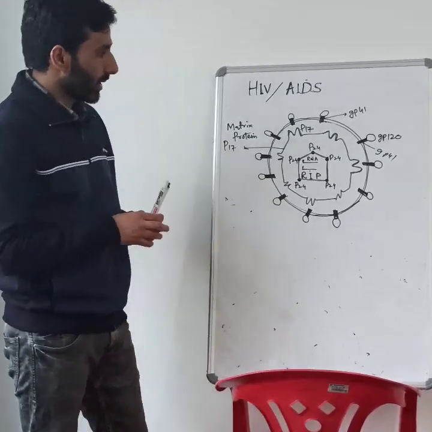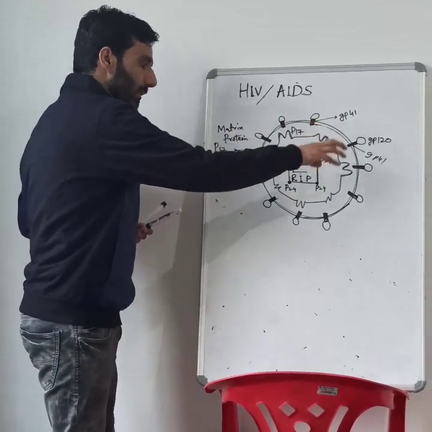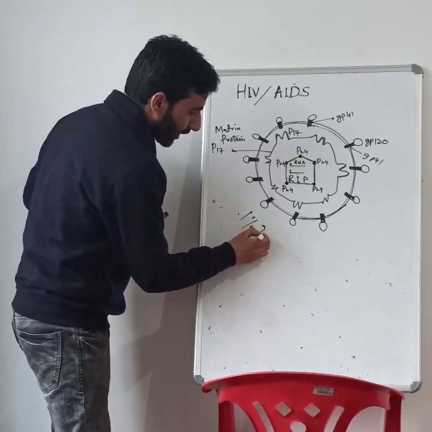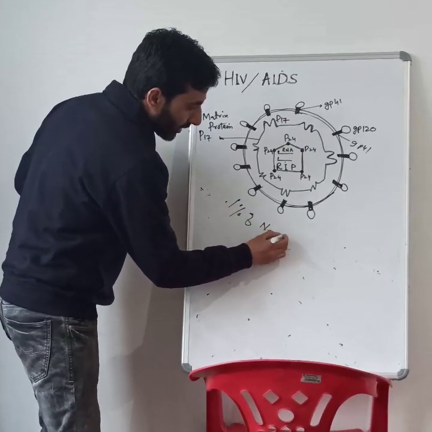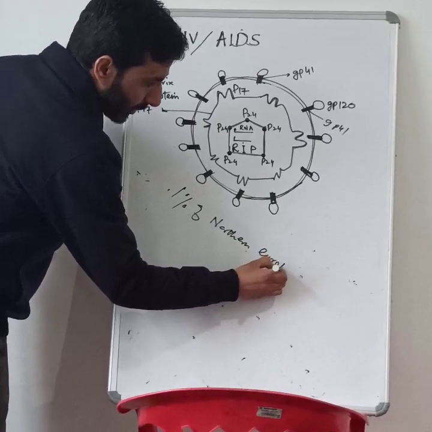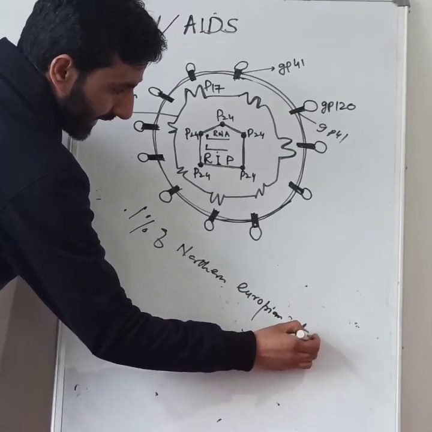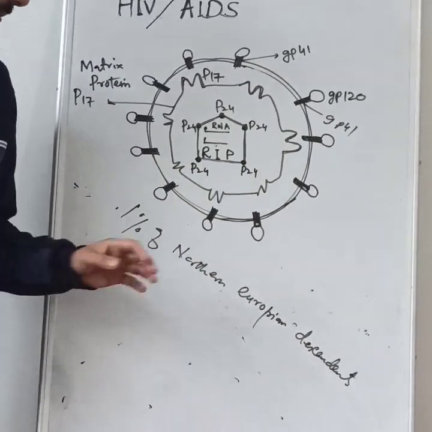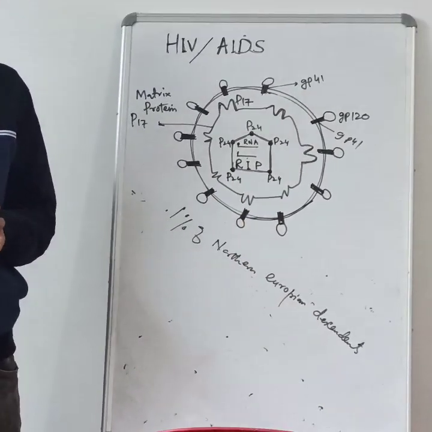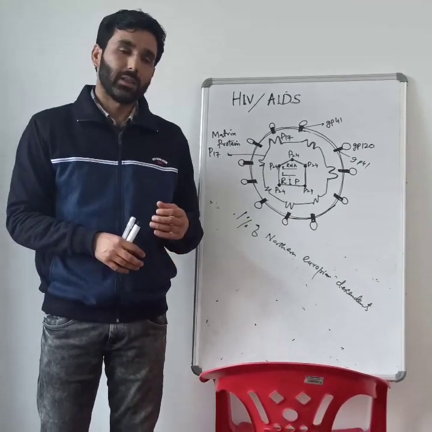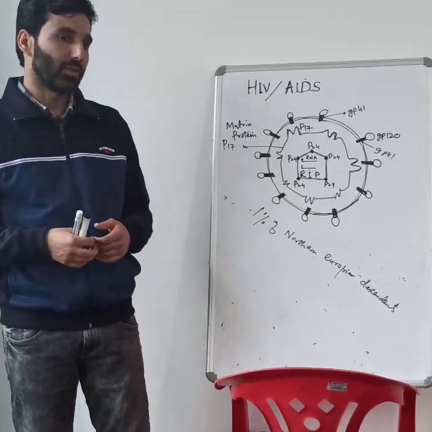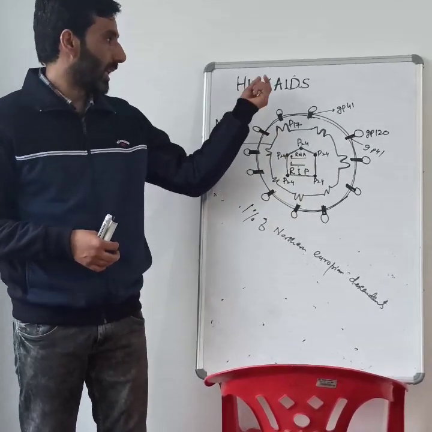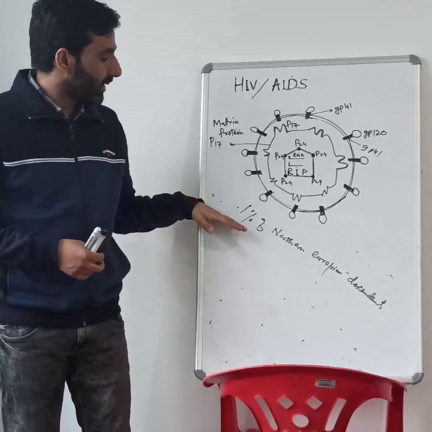There is a very important thing worth noting: those people are about 1% of Northern European descendants. This is 1% of the population of Northern European descendants. When these people get infected, they do not develop an AIDS-like condition. Although they have HIV in their body, they will not have AIDS. What is actually the reason?